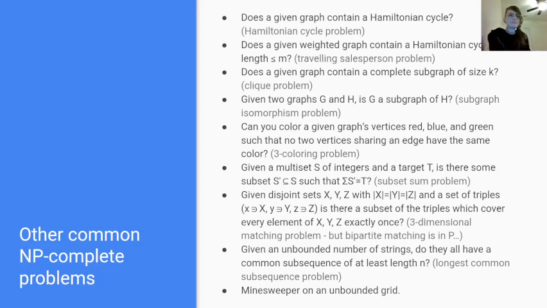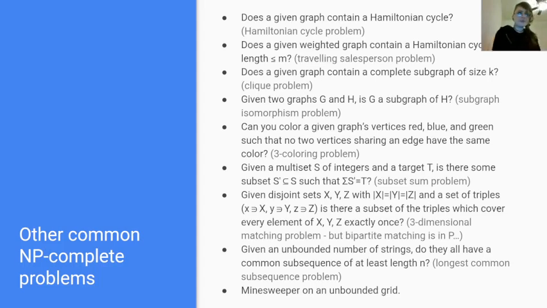It's really hard. Second problem, does a given weighted graph contain a Hamiltonian cycle of some length less than or equal to m? This is the traveling salesman problem. So you're measuring the length of the Hamiltonian path as you go, and you want to know if you can make a Hamiltonian cycle within some limit of length before your car runs out of gas. The traveling salesperson is in a car and she might run out of gas if you go too far. So you want to know if you can do it in a length less than or equal to m. That's the traveling salesperson problem.